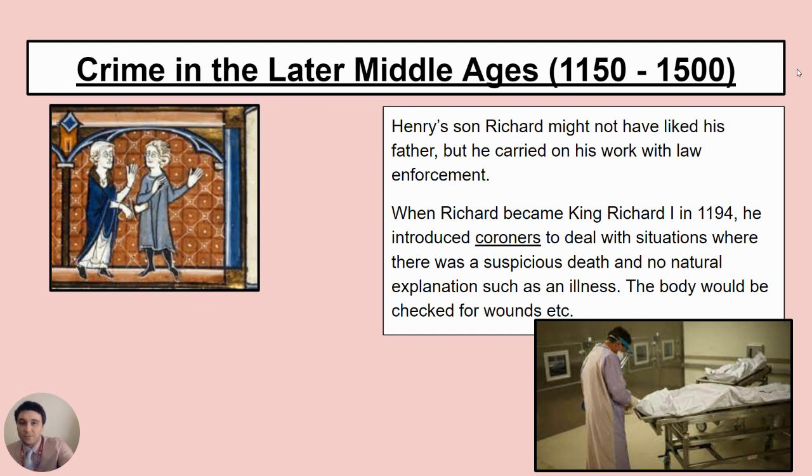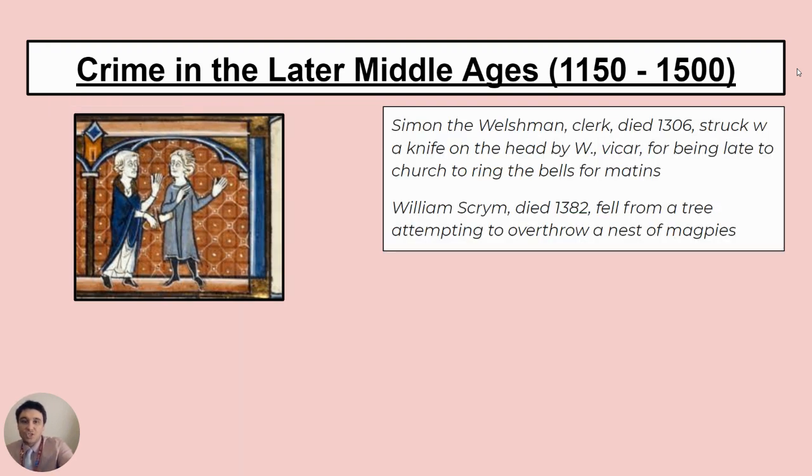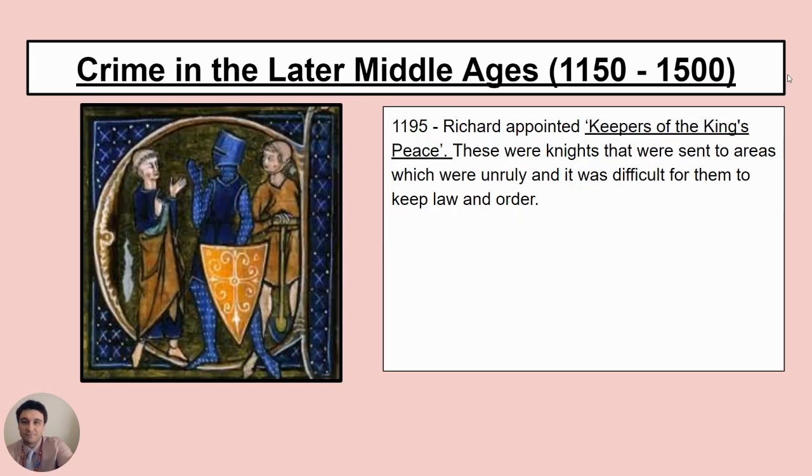Here's just an example of two of them. So we've got Simon the Welshman, the clerk, died 1306, struck with a knife on the head by the vicar for being late to church to ring the bells for matins. And William Scribe died 1382, fell from a tree attempting to overthrow a nest of magpies. They are genuine reports from the time.